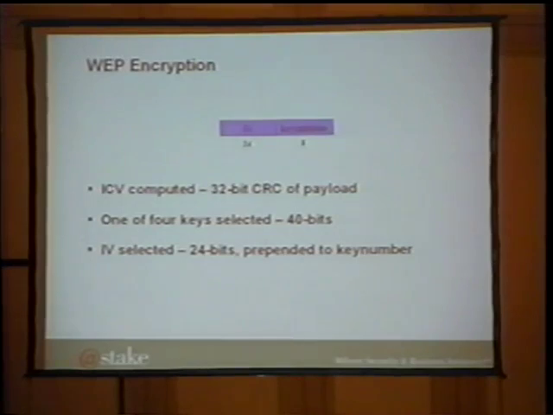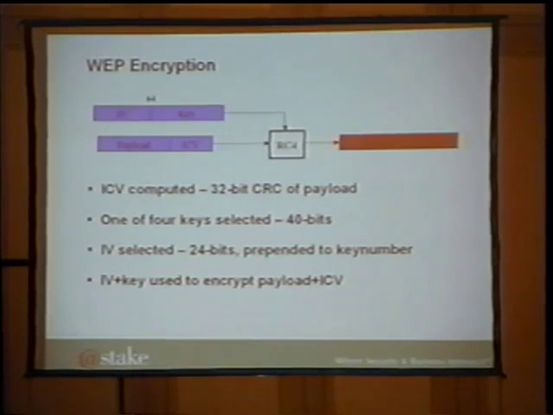In the next step, an IV is selected. This is just a value that's going to be used as part of the encryption. The standard also doesn't mandate anything about how the IV is to be selected, so this is completely up to the implementer as well. The IV is a 24-bit number, and after it's selected, is prepended to the key number that was used to select the key earlier to form a 32-bit value.